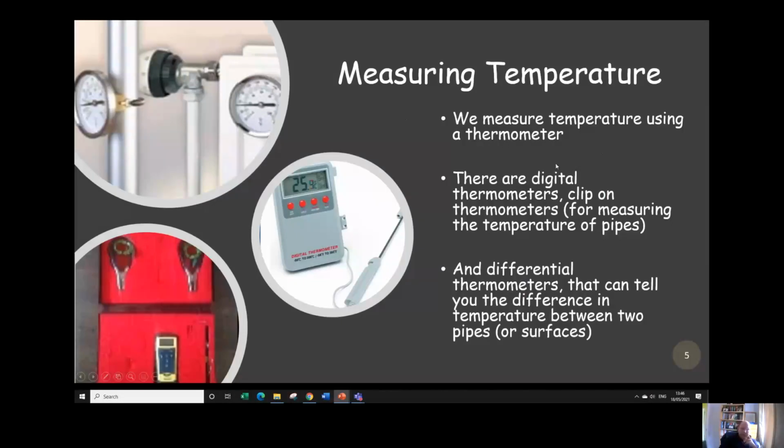To measure temperature we'll need a thermometer, and there are various types of thermometer. You might use a digital thermometer for measuring the water temperature at taps, for example, or even measuring air temperature. But then you might also use clip-on thermometers, which clip around pipes for measuring flow temperature and return temperature. There's a very useful tool called a differential thermometer, which you can clip one side onto the flow and one side onto the return, and it'll work out the difference for you between those two pipes or surfaces, whatever you've fixed it onto.